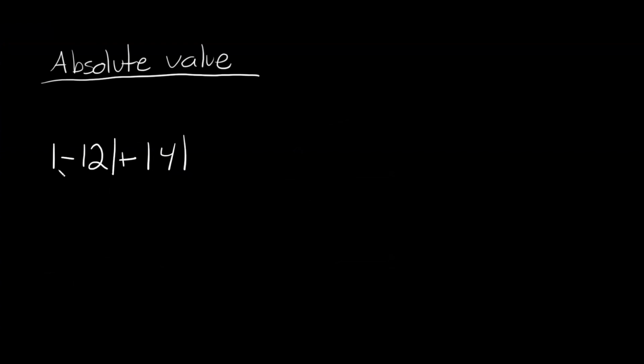So here we have the absolute value of negative 12. Well, the distance from negative 12 to 0 is 12. And then we are adding the absolute value of 4, which is just going to be 4. And then our answer here is 16. And now let's do this problem.